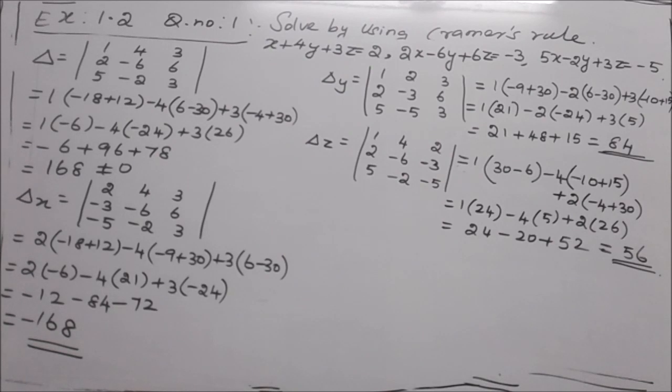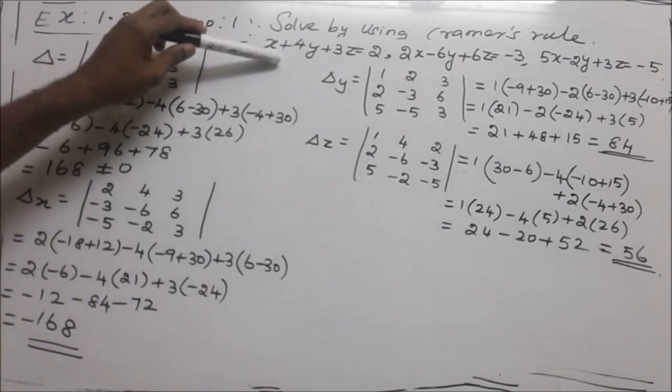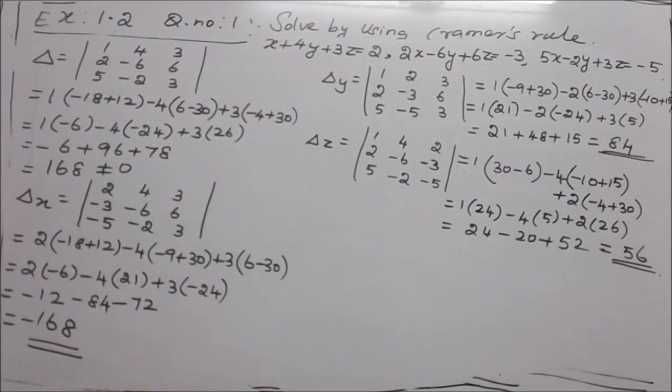X plus 4y plus 3z equal to 2, 2x minus 6y plus 6z equal to minus 3, 5x minus 2y plus 3z equal to minus 5. Given, solve by using Cramer's rule. First we have to find delta, then delta x, delta y, delta z. To find delta, take the coefficients of x, y, z from the given equations. Then delta is nothing but the determinant value of the coefficient matrix.